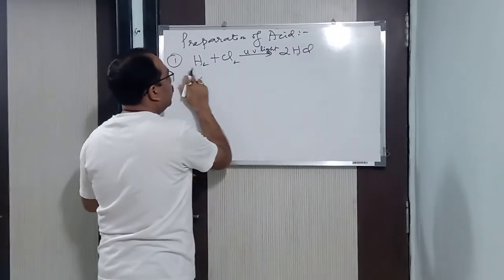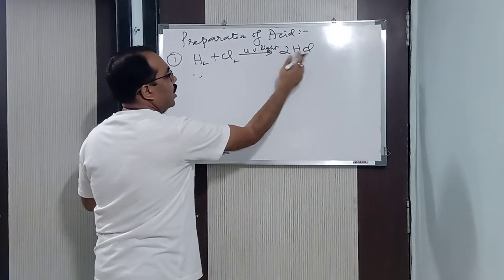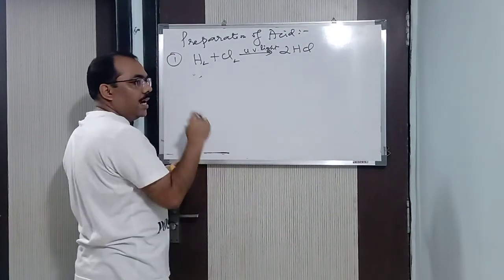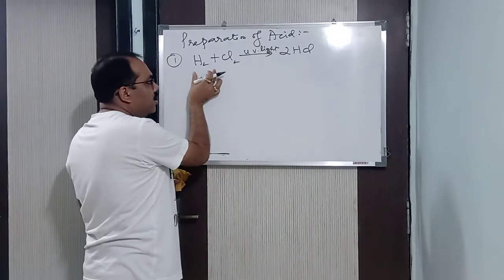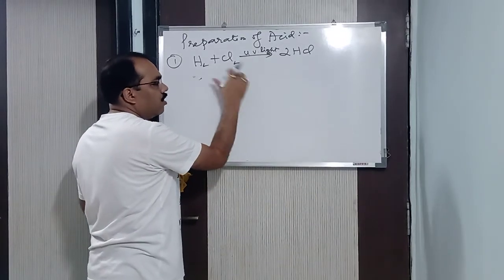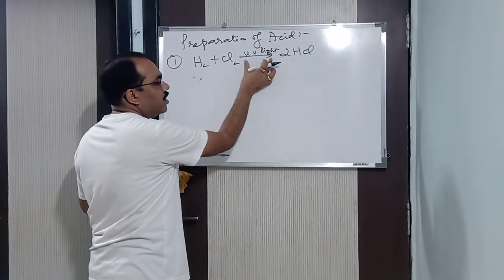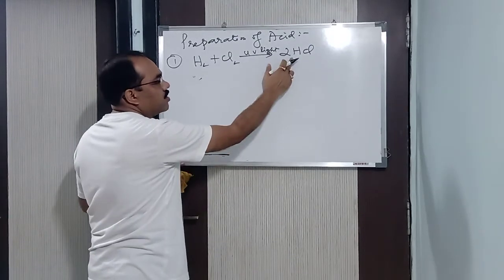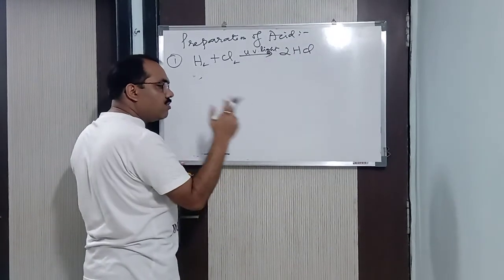2HCl. Similarly, hydrogen plus iodine will give you what? 2HI. Similarly, hydrogen plus bromine, hydrogen plus sulfur. So when hydrogen reacts with any non-metals, when it is heated or when it reacts with any non-metals under UV light or any other conditions, it gives an acid in this way. So in this way you can prepare an acid.